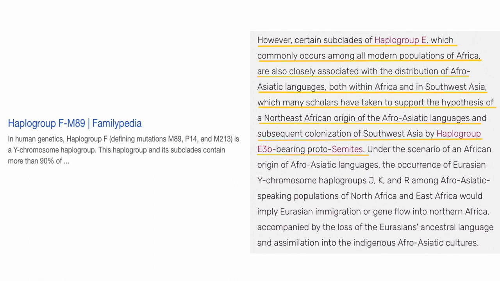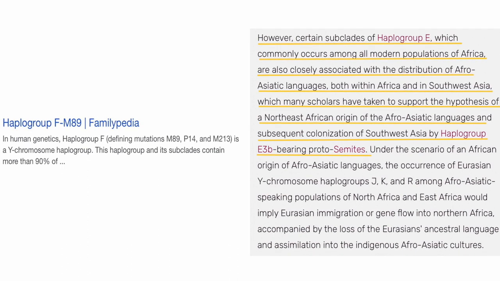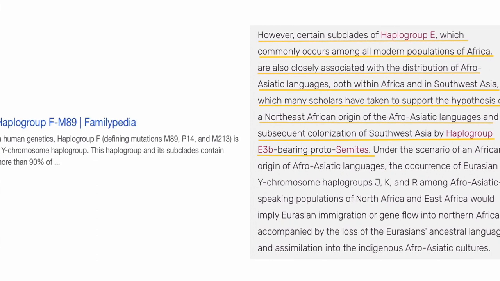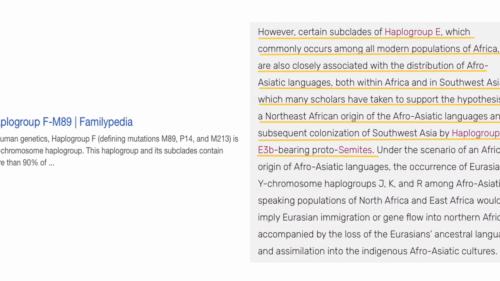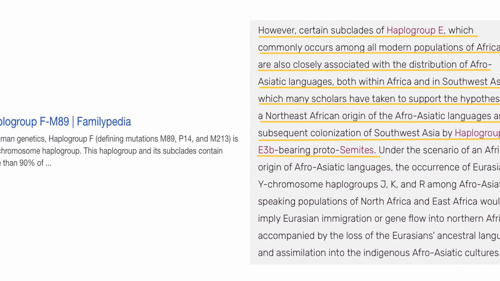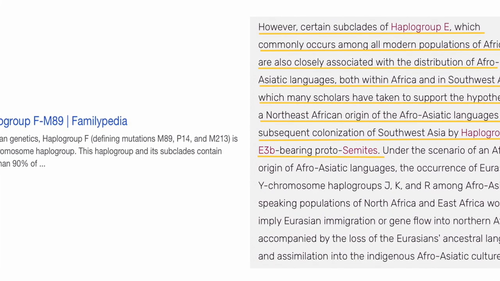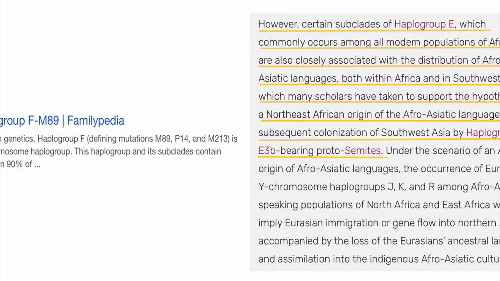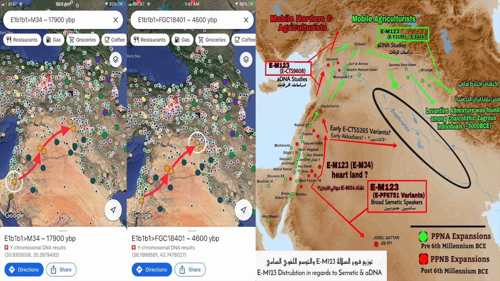And according to the haplogroup F-M89 Familypedia, it reads, however, certain subclades of haplogroup E, which commonly occur among all modern populations of Africa, are also closely associated with the distribution of Afro-Asiatic languages, both within Africa and in Southwest Asia, which many scholars have taken to support the hypothesis of a Northeast African origin of Afro-Asiatic languages and subsequent colonization of Southwest Asia by haplogroup E3b bearing Proto-Semites. So, Proto-Semitic populations carried haplogroup E.